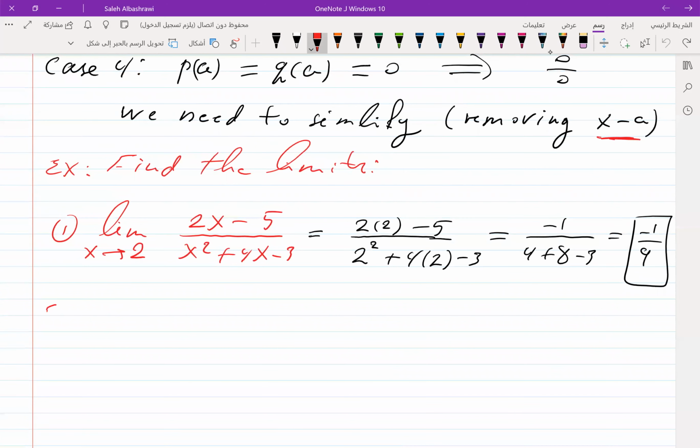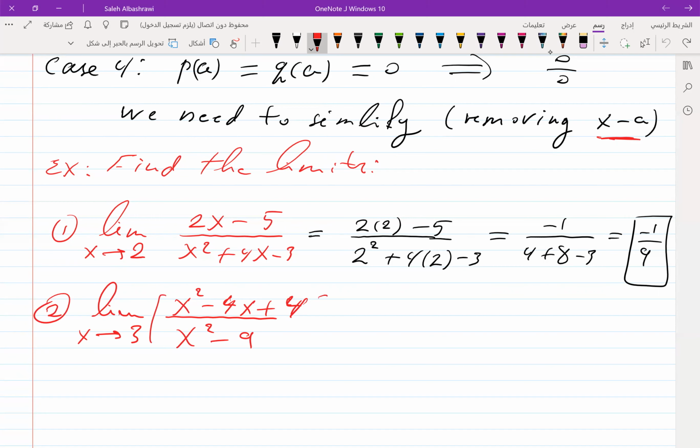Number 2. Let's find the limit of x squared minus 4x plus 4 divided by x squared minus 9, where x goes to 3. So x squared minus 4x plus 4 divided by x squared minus 9. First step, substitute, replace x by 3.